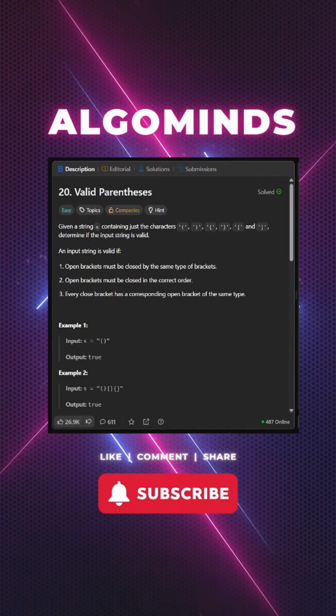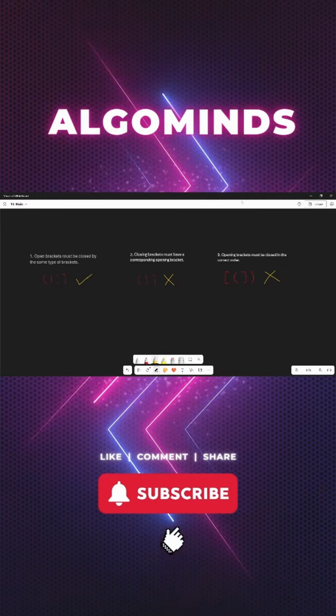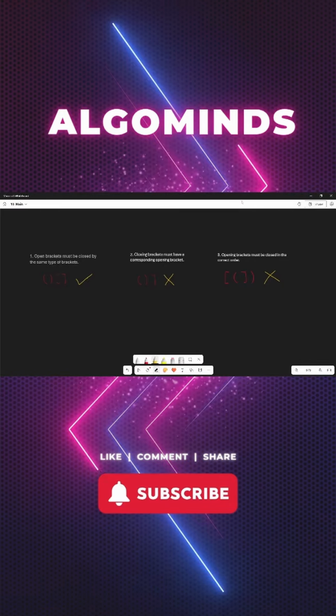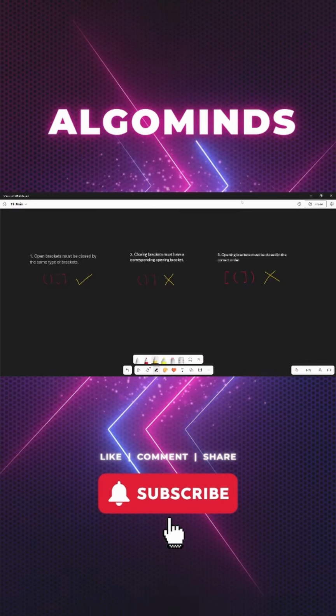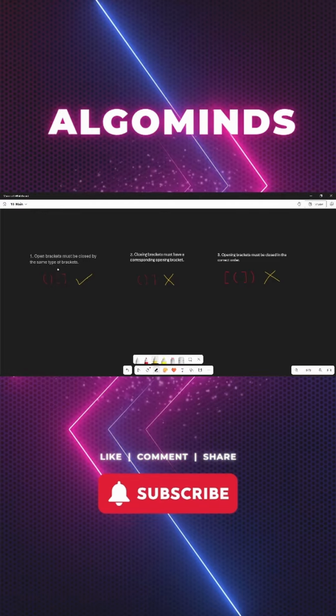In this video, we'll be trying to solve the problem valid parentheses on Leetcode. For a string to be classified as valid parentheses, it must be satisfying the following rules. The first rule is that opening brackets must be closed by the same type of closing brackets, as shown below.